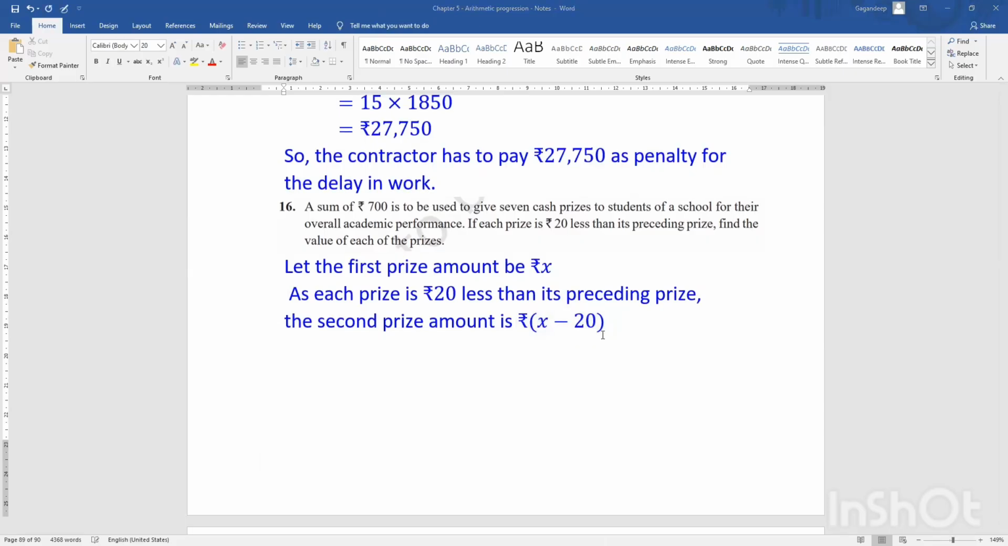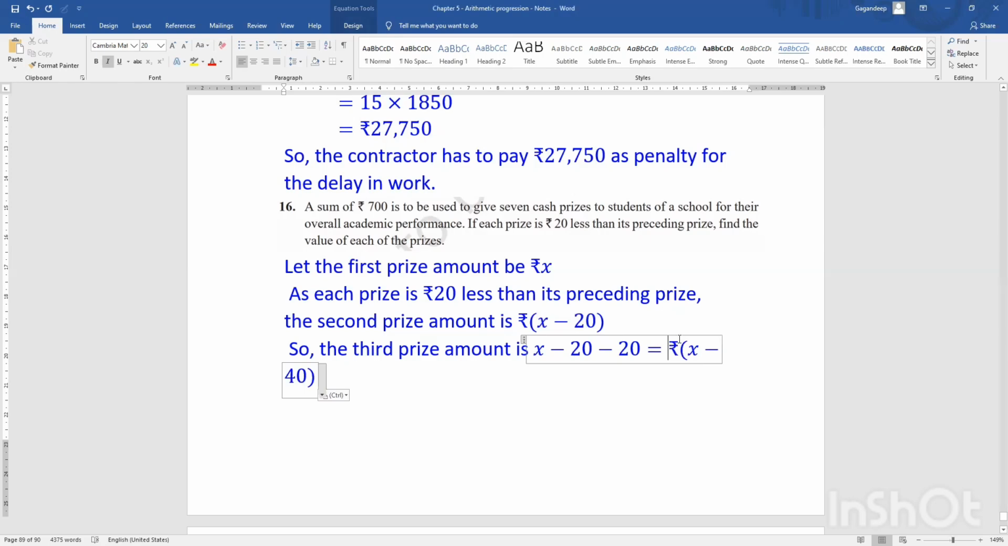So what will happen to the third prize now? The third prize amount is nothing but you're going to subtract 20 from the second prize. That is x minus 20 minus 20, which should give you how much? That is x minus 20 minus 20 will give you x minus 40.